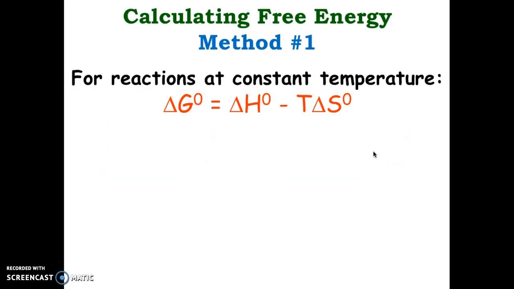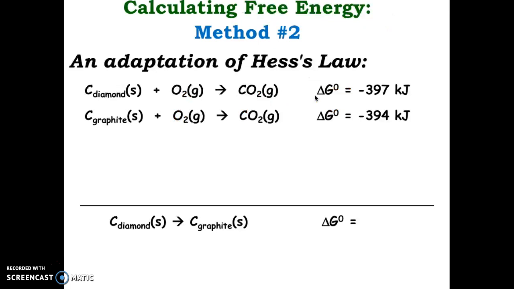So, method 1 for calculating delta G is this equation right here. We're all familiar with it. We've used it. We've done 5.9, or at least most of it, and we're comfortable hopefully using this equation. How else can we calculate delta G?